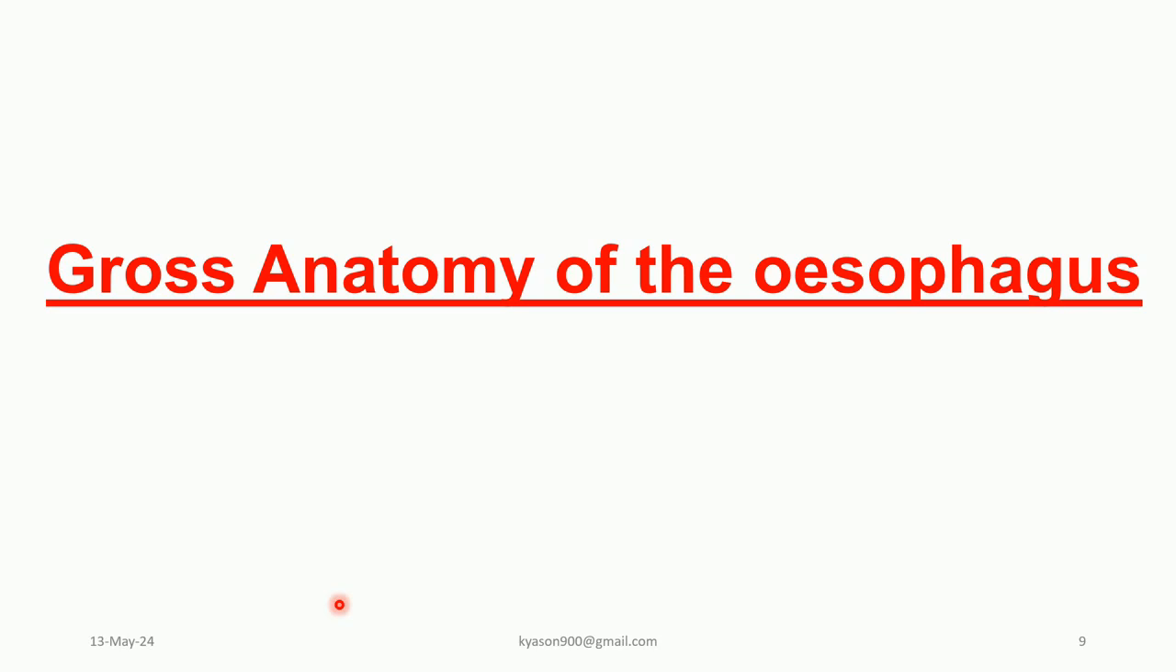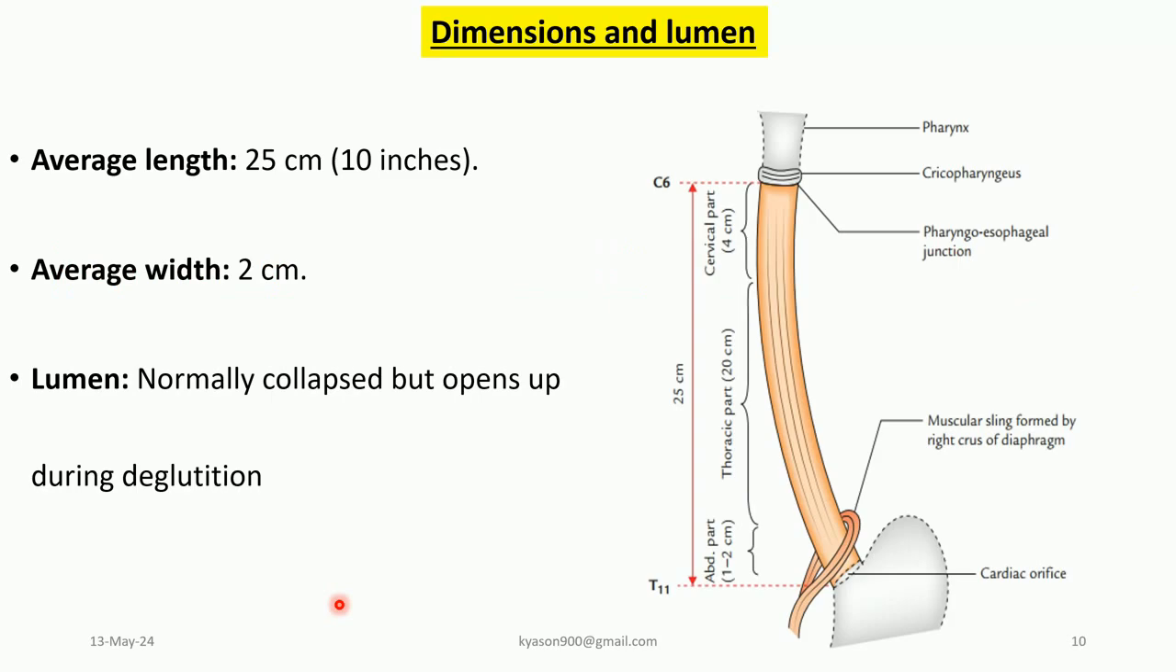There are many abnormalities that are related to the esophagus, but esophageal atresia with a fistula is one of the most commonly appreciated abnormalities clinically. Okay, now let's talk about the esophagus, the gross anatomy of the esophagus.